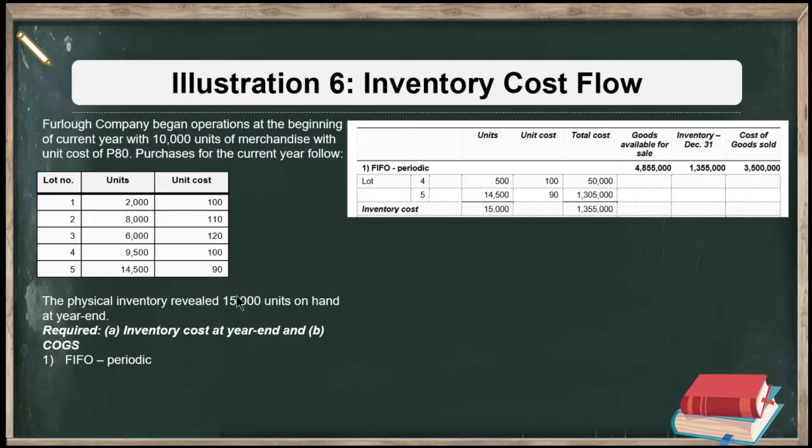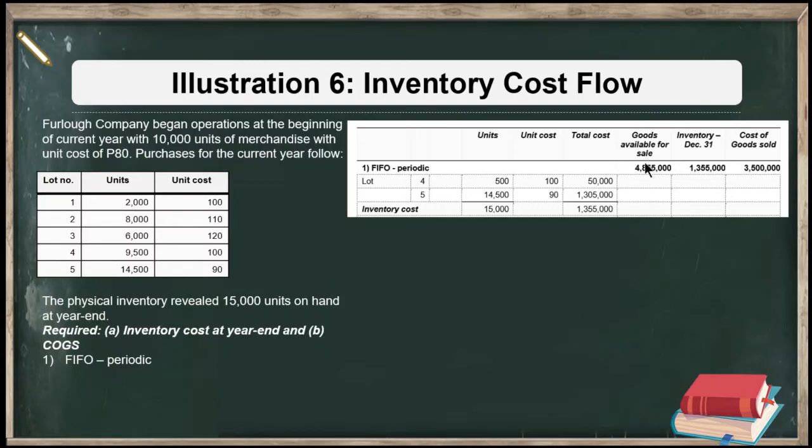So, 15,000, gikan na siya sa pinaka latest, you have lot 5 with 14,500 units and the unit cost is 90. So that's 14,500 times 90, that's 1,305,000. And the remaining units, 15,000 minus 14,500, so 500 remaining units that will be coming from lot 4. So that's 500 times the unit cost of 100, that's 50,000 pesos. So the total inventory cost is 1,355,000. And then the cost of goods sold is 3,500,000.